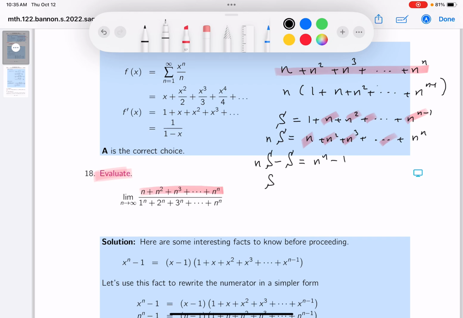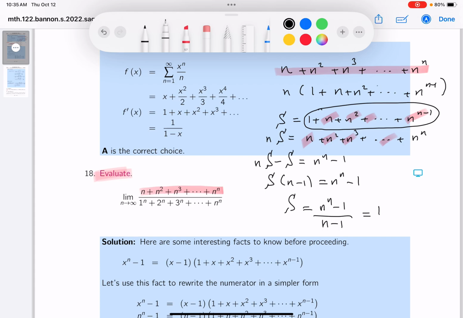Let me factor the s out. And what do you get? You get n minus 1 times s equals n to the n minus 1, or s would equal n to the n minus 1 over n minus 1. All right? Pretty typical formula that you derived in pre-calculus. And then the question is, what's s? Well, s, if you recall, it's right up here.